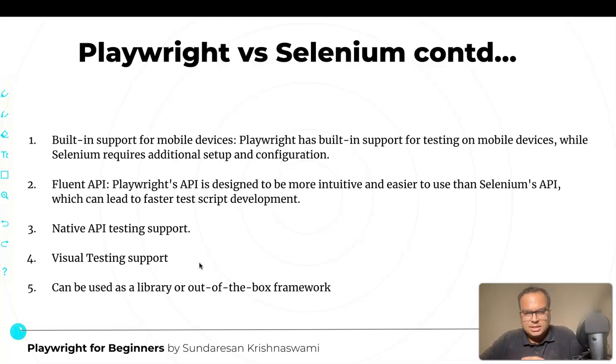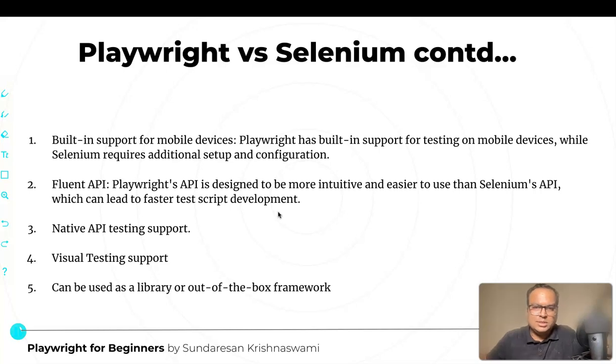And then it has native API testing support. We did see this earlier, so you can call your APIs as well when you automate your UI. While we also discussed visual testing, where you can compare screenshots from previous runs, and it's an out-of-the-box framework. So basically, you don't have to link it with a third-party tool to run it. So Playwright can run on its own.